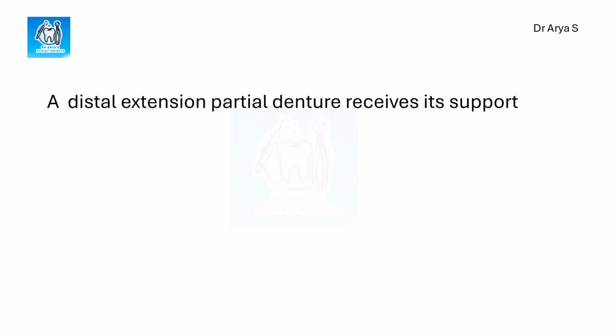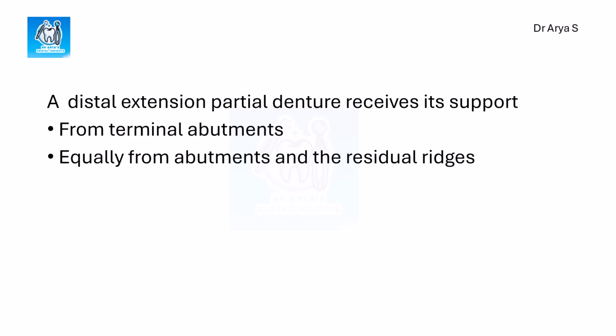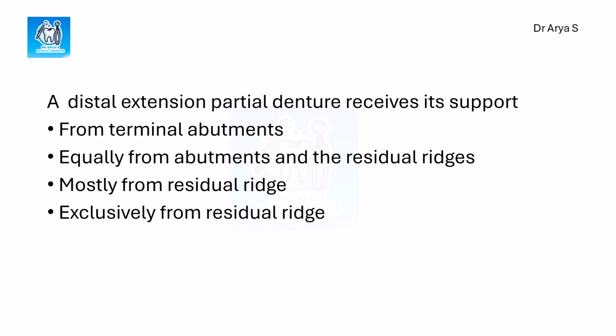A distal extension partial denture receives its support from terminal abutments, equally from abutments and the residual ridges, mostly from residual ridge, or exclusively from residual ridge. Here the answer is mostly from residual ridge.